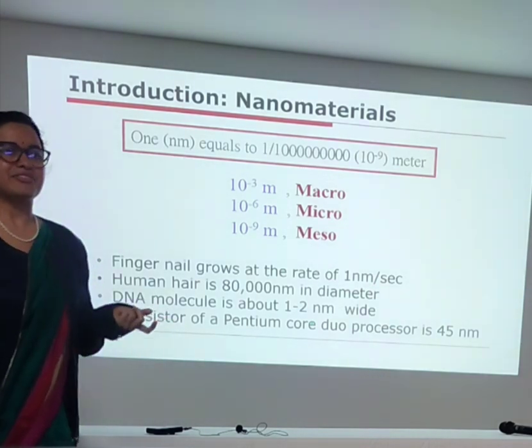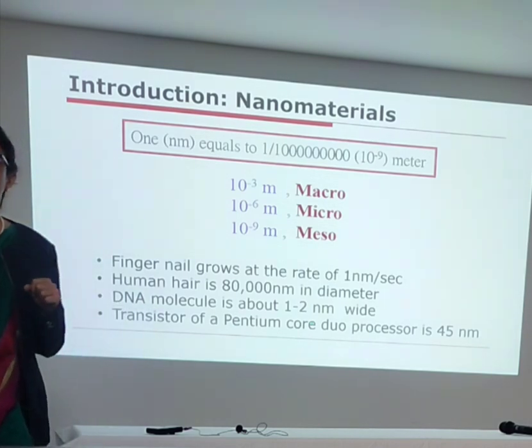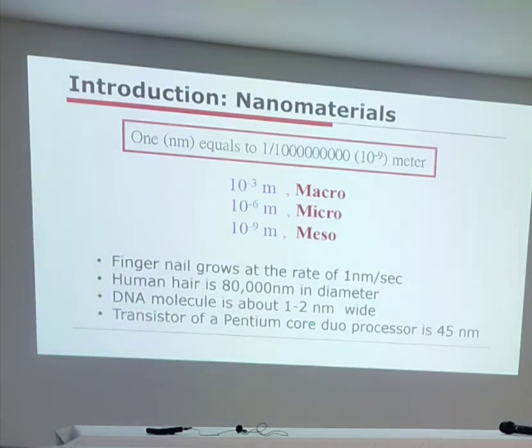So you imagine that way the rate at which the nail is growing, provided you just want to think about the rate of growth of all these entities in terms of a length scale, which we actually cannot visualize every second or every minute. Anyway, these are certain other examples which I am very sure that you might be aware of.